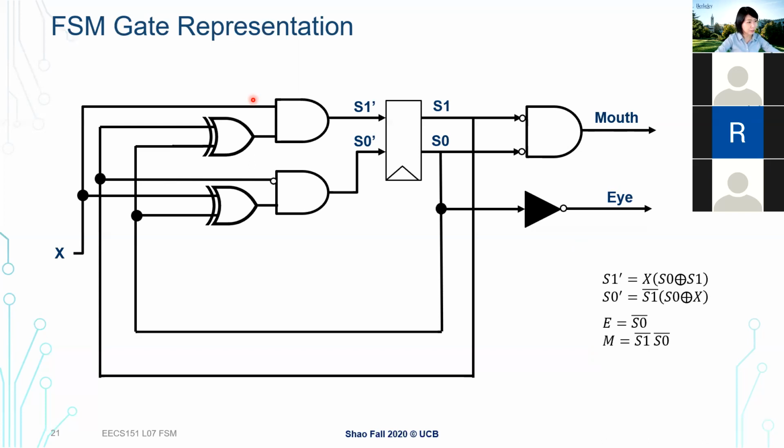Before we move on, I see we have a couple of questions. Mitchell is asking, what values would the flip-flop of S1 and S0 be initialized to? That's a very good question. That's a very important question.